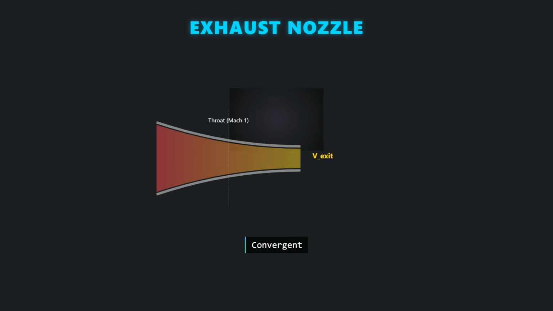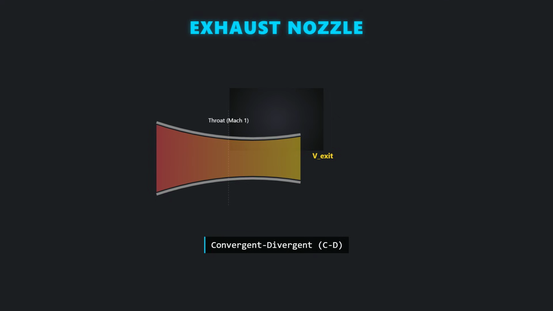The exhaust nozzle is responsible for converting the remaining pressure and thermal energy of the gas stream into kinetic energy, thereby generating the final propulsive thrust. The nozzle accelerates the gas to its maximum possible exit velocity. For aircraft operating exclusively in subsonic flight regimes, a simple convergent nozzle is utilized, where the flow area decreases continuously.